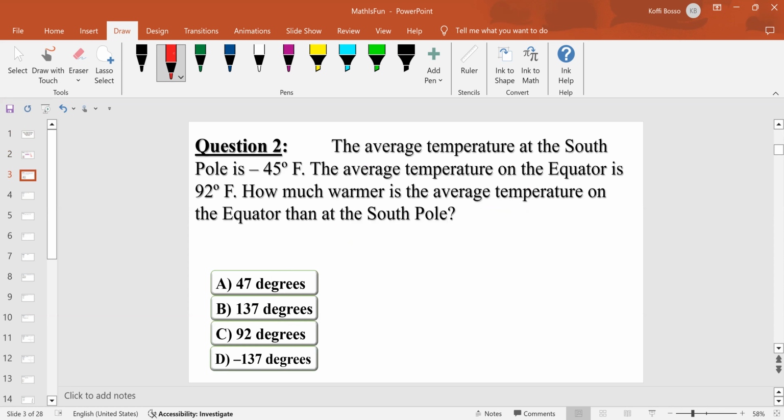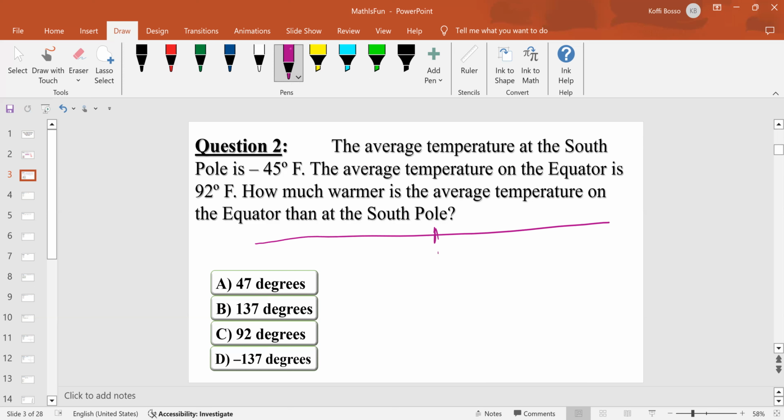Question number 2. The average temperature at the South Pole is negative 45 degrees Fahrenheit. The average temperature on the equator is 92 degrees Fahrenheit. How much warmer is the average temperature on the equator than at the South Pole? So this question, understand that it's like you have a number line.